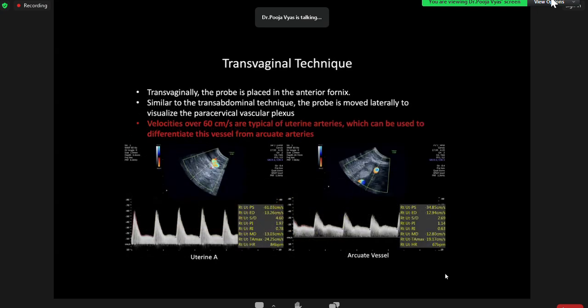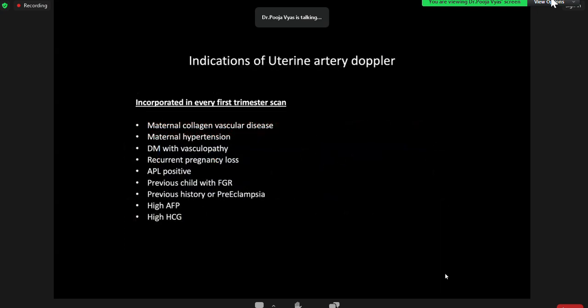Moving on to transvaginal, sometimes we may not be able to get a good abdominal uterine artery. So we can also see it using transvaginal scan. We have to do it in the same way. And here also the peak systolic velocity should be more than 60 centimeters per second. Now, indications of uterine artery Doppler, it is mandatory in each and every first trimester scan.